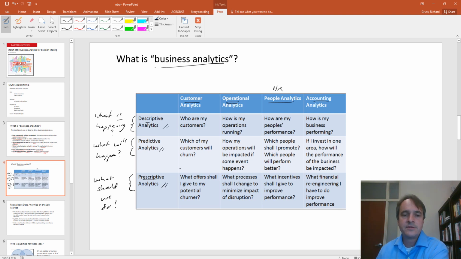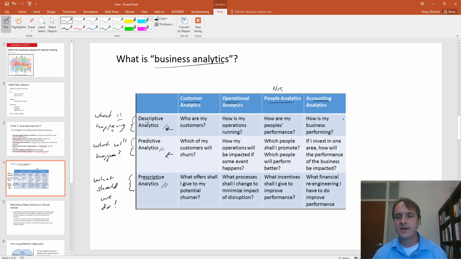All of the different methods that we're going to talk about this semester will be mostly descriptive and predictive. We're not going to get into much prescriptive because that's getting into some sophisticated stuff that we may handle in a later semester, but we're not going to do those just yet.